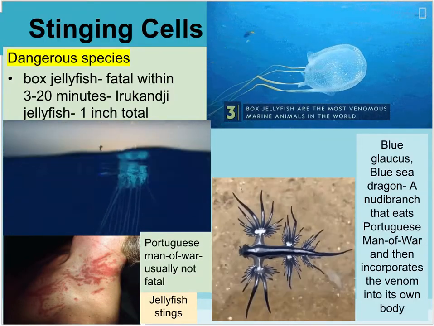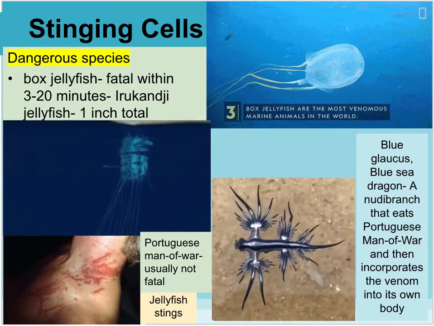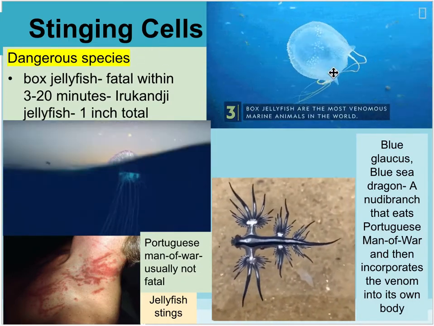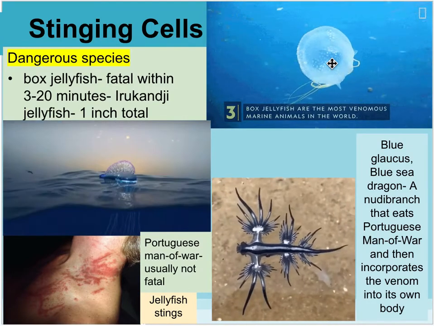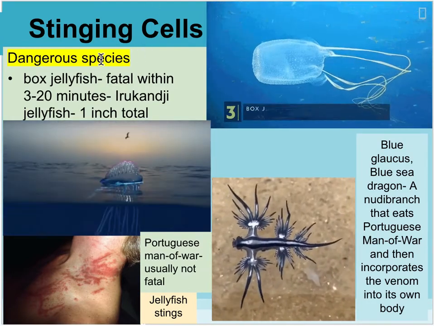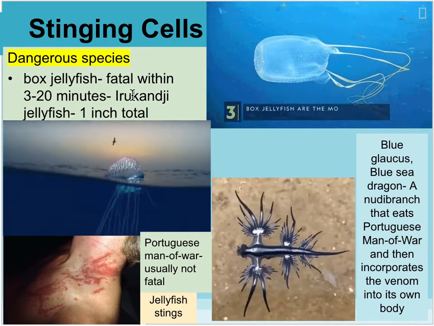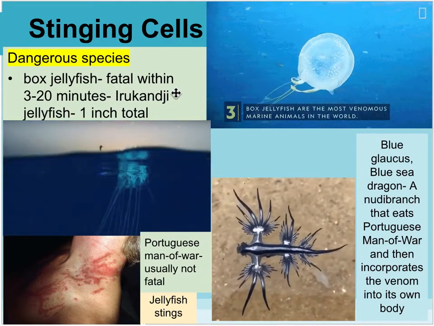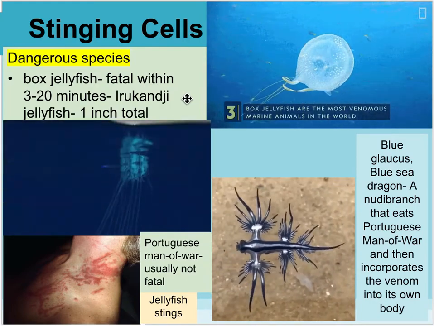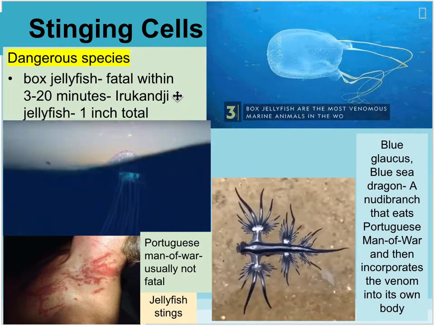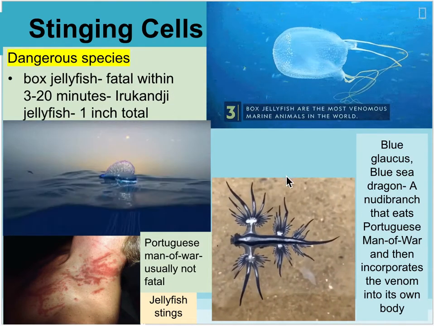So you can have very dangerous stings from these. One is called the box jelly because it's very boxy, so it's not a big shocker that it's in a group called the cubozoans. But a box jelly can be fatal within 3 to 20 minutes. And this is called the Irukandji. This is a type of jellyfish that is very venomous, and it's named after some Aboriginal people in Australia, and that's one of the places where you can find it.